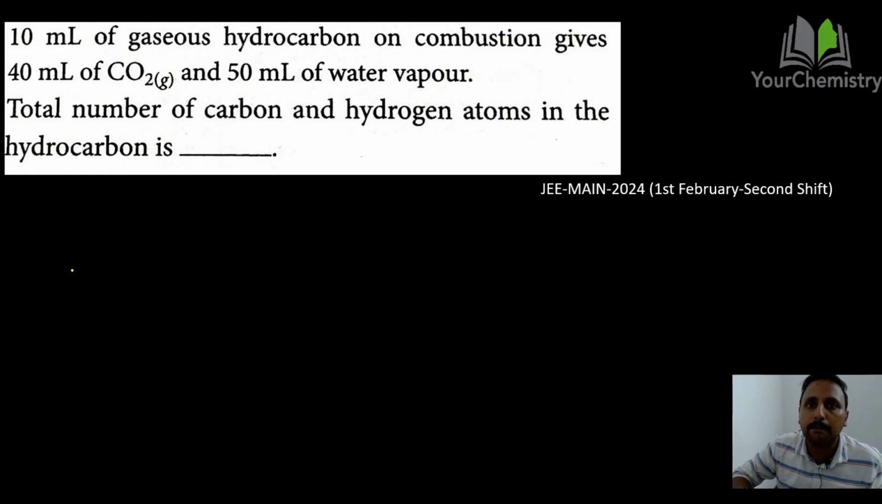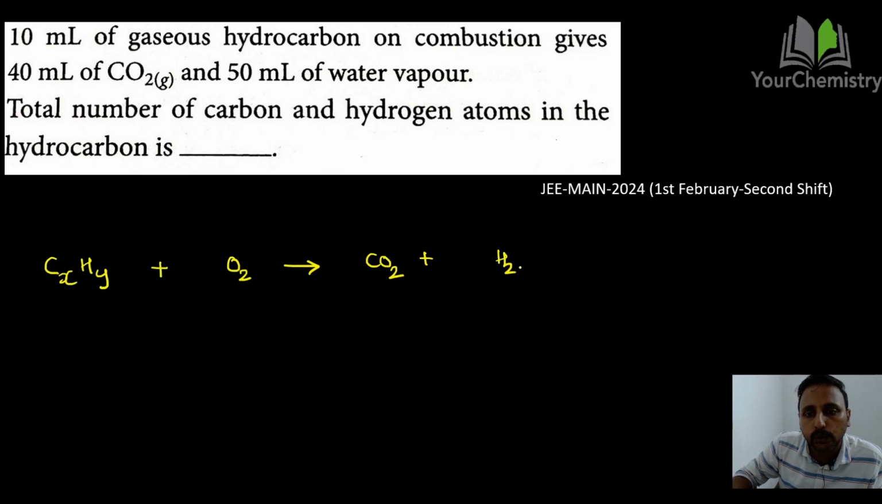So combustion reaction means what? You tell me, what is combustion reaction? Reaction with oxygen is called combustion reaction. We will take the hydrocarbon as CxHy, means there are x carbon and y hydrogen, which is reacting with O2 to give you what? Carbon dioxide and H2O. Now we need to balance this equation.